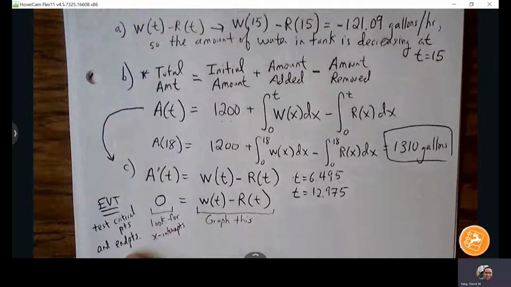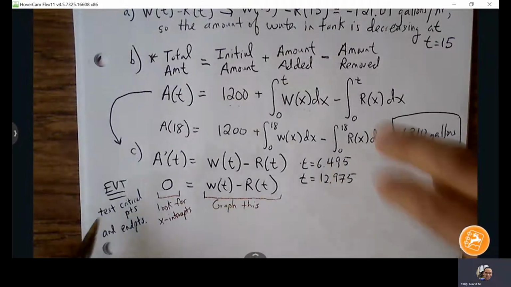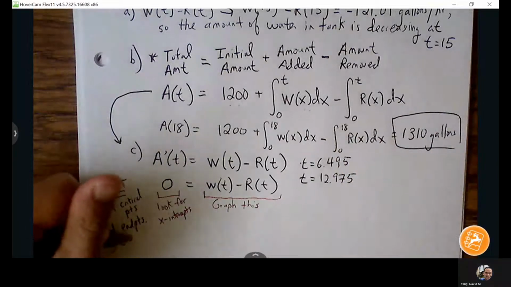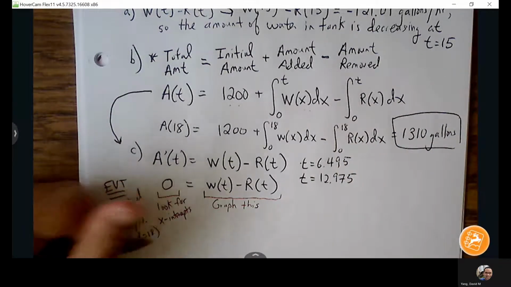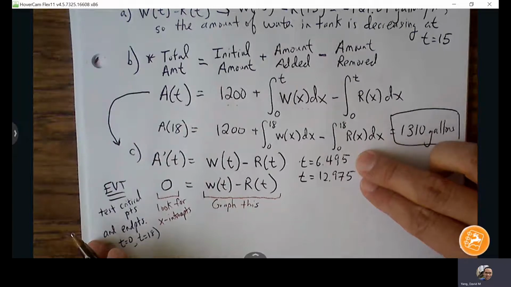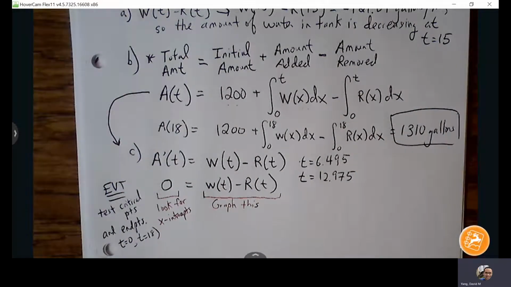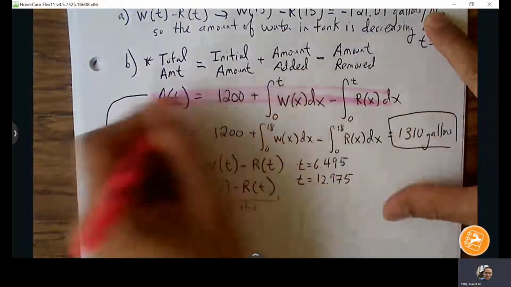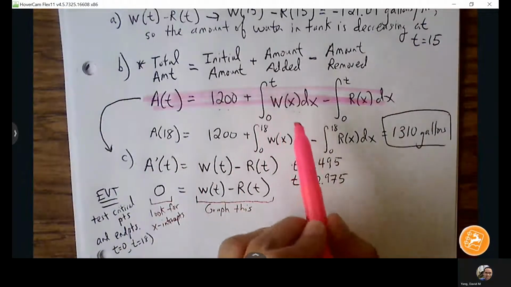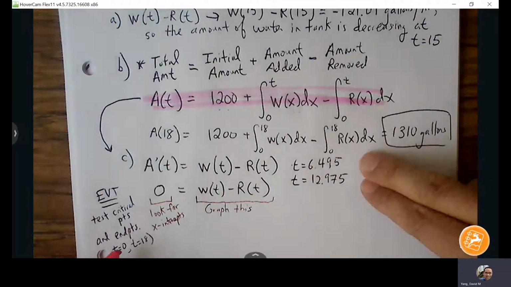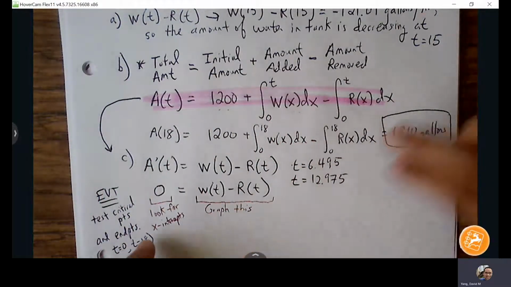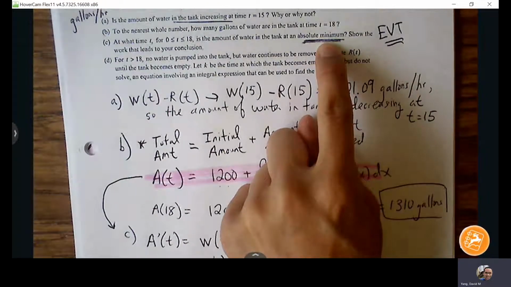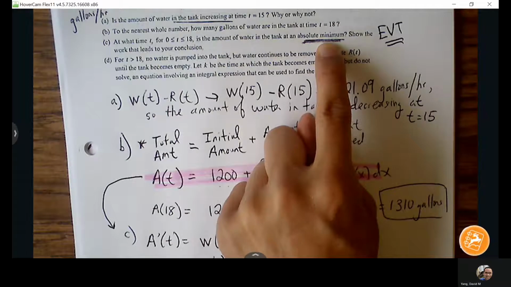Okay, so now I'm just going to spend the time to test each of these points, 0, 18, 6.495, and 12.975, all into my A of T equation. I already built my A of T equation. So this is how I'm going to get to how much water is in the tank at each of these moments. And then I'll test all these points, and whatever is the lowest amongst these candidates will be my absolute minimum.